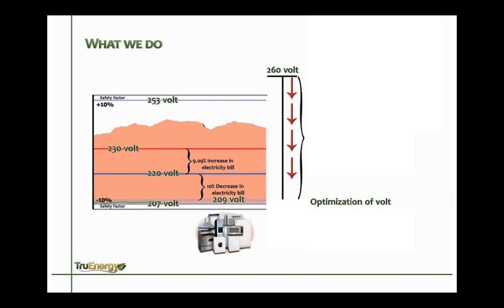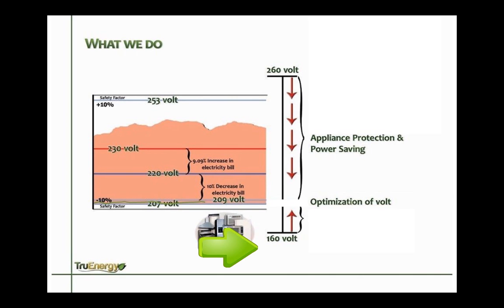We manage voltage from as high as 260 volt, with the new output to your house within the optimization range. This is to protect your appliances, as well as save energy. We increase the low voltage, also known as brownout, from as low as 160 volt, which we take up to the optimization voltage. The reason why we address the brownout is to protect your appliances. They must not starve with insufficient voltage.